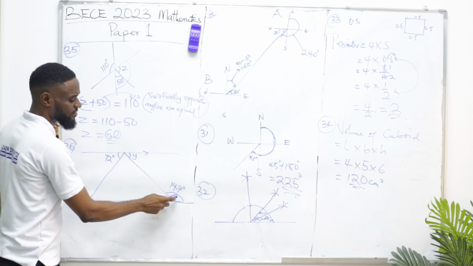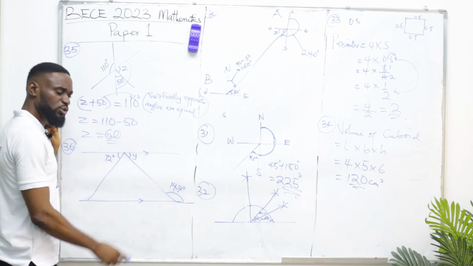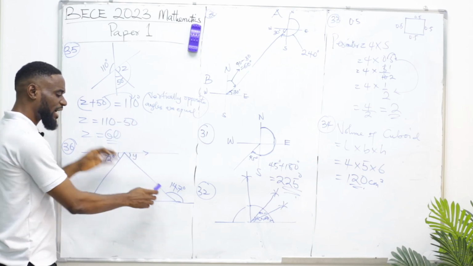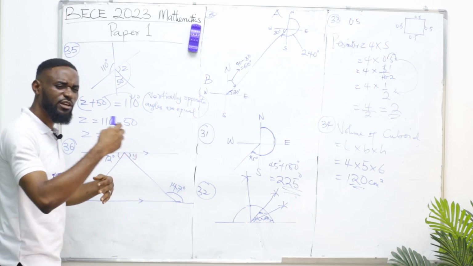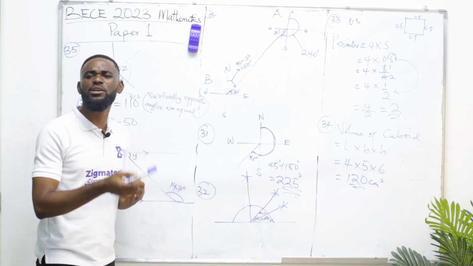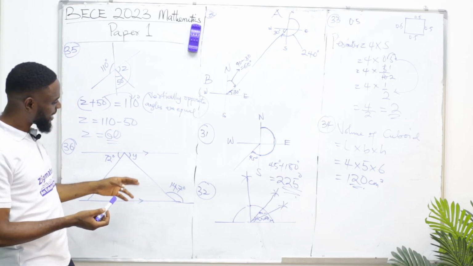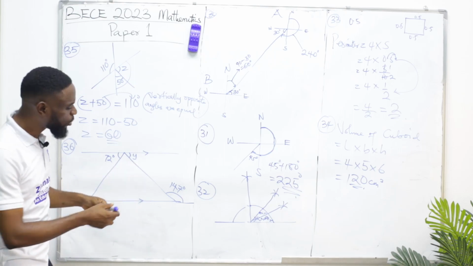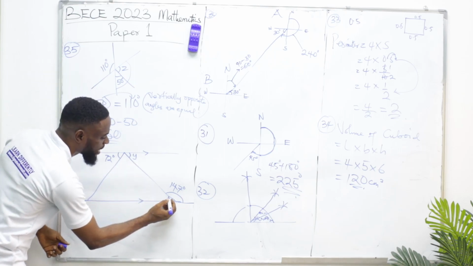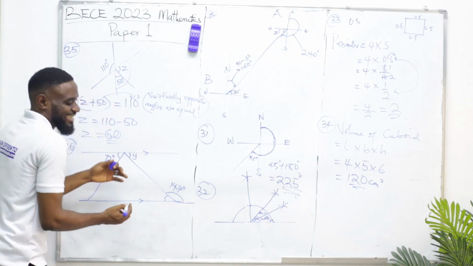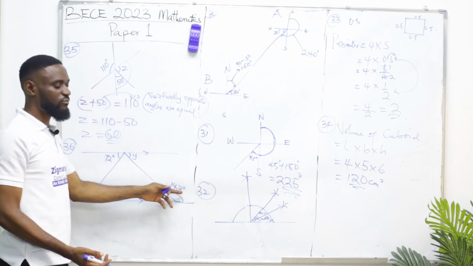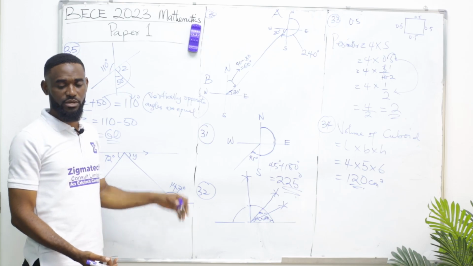Now look at this place. Just look at it very well. If you look at this place, you can begin to think of what possibly you can do to get the value of y from here. Now look at this angle. We have an angle here that is adjacent to 147. Do you get the point now?